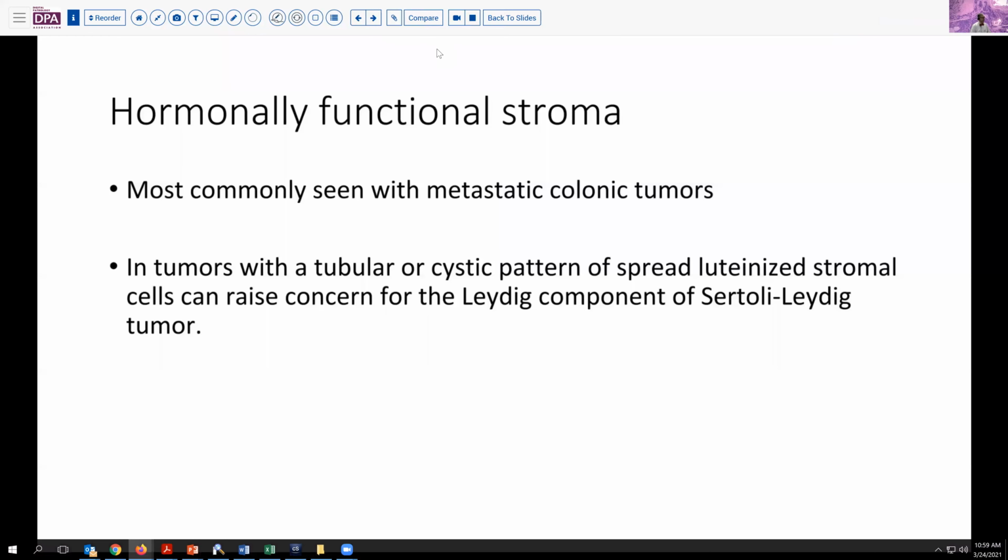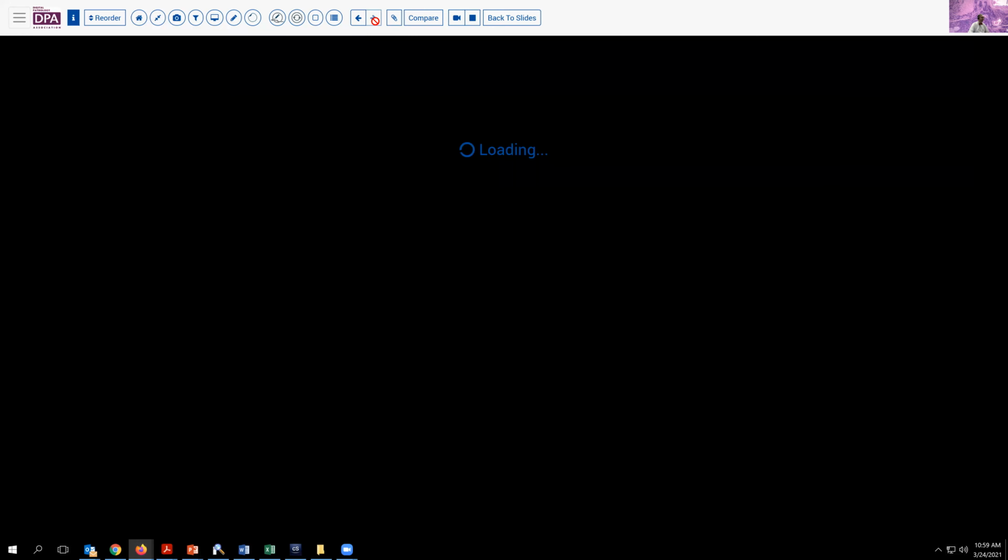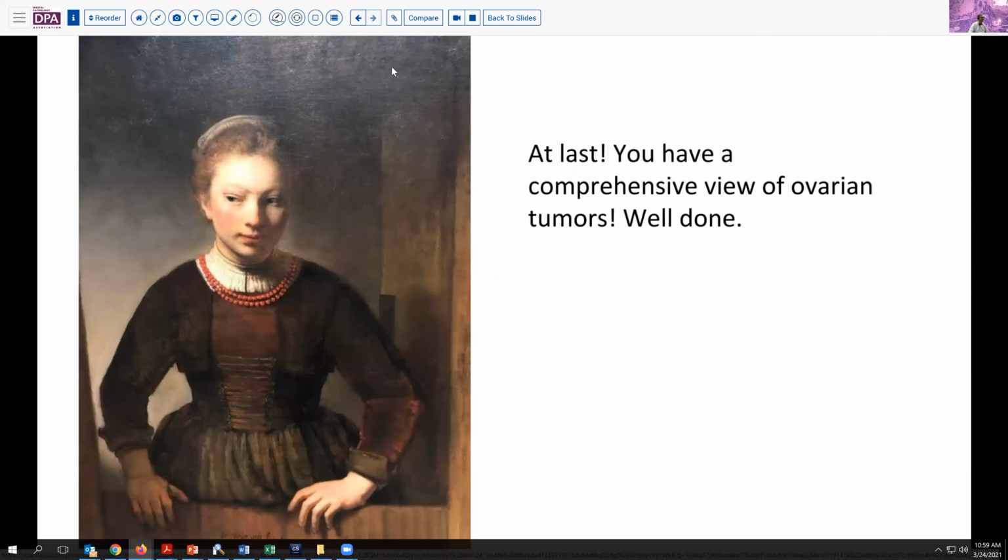So I mentioned the hormonally functional stroma. This is a phrase coined by Dr. Scully, and this is most frequently seen with metastatic colonic tumors. But with any tumor with a tubular cystic pattern of spread, you could see these luteinized cells potentially confusing you with a Sertoli-Leydig tumor, the Leydig cell component thereof. And with that, we have come to the conclusion of our survey of ovarian tumors.